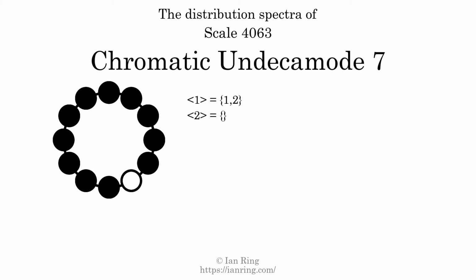The generic interval of two scale steps comes in two different specific interval sizes. 2 semitones and 3 semitones. The spectrum width of this generic interval is 1. The generic interval of 3 scale steps comes in two different specific interval sizes. 3 semitones and 4 semitones. The spectrum width of this generic interval is 1. The generic interval of 4 scale steps comes in two different specific interval sizes. 4 semitones and 5 semitones. The spectrum width of this generic interval is 1.